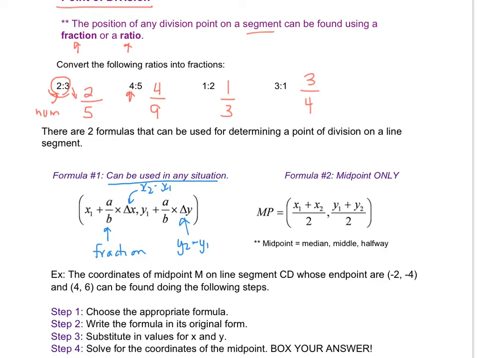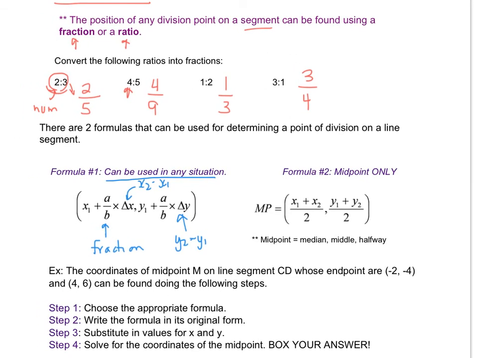That can be used in any situation, but then you have another one that's a little bit easier called the midpoint formula, which you can only use when the question says that there is a midpoint, or the middle, a point is located in the middle of the line, or the median of the line, or it divides the line into two equal parts. Then you can use what we call the midpoint formula. So it's only used when your point is exactly in the center of both. Okay? So median, middle, halfway, those are all synonyms for midpoint.